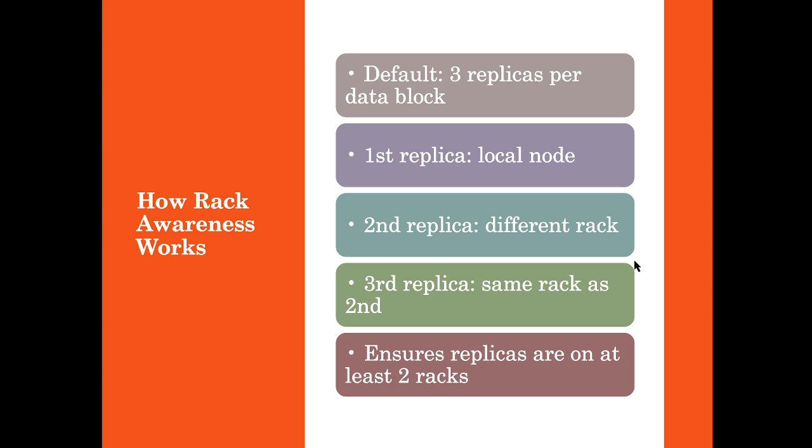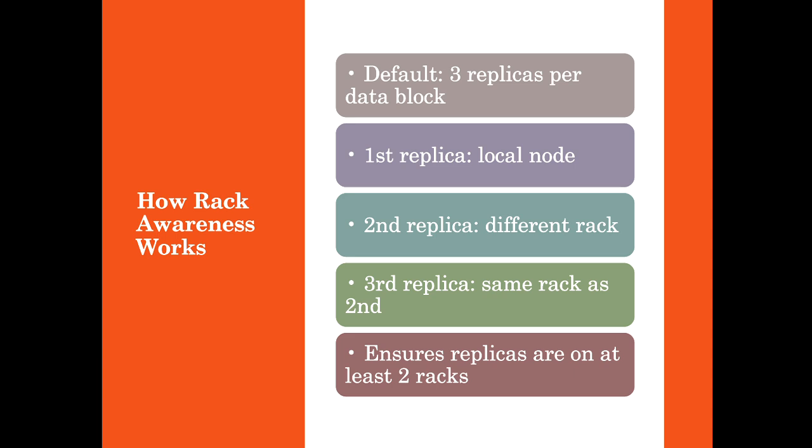So how does rack awareness work? HDFS replicates each data block 3 times. The first copy goes to the local nearer node, the second copy goes to a different rack, and the third goes to the same rack as the second one but to a different node. This is to ensure data is not lost even if the entire rack fails.